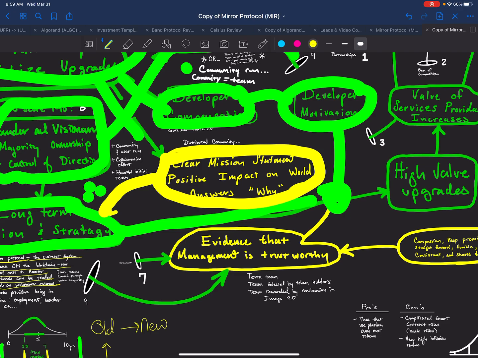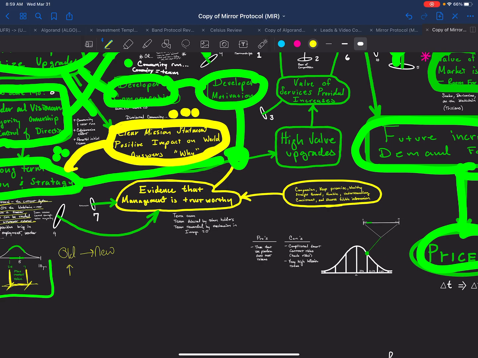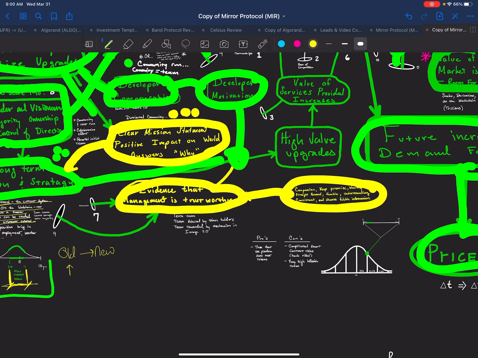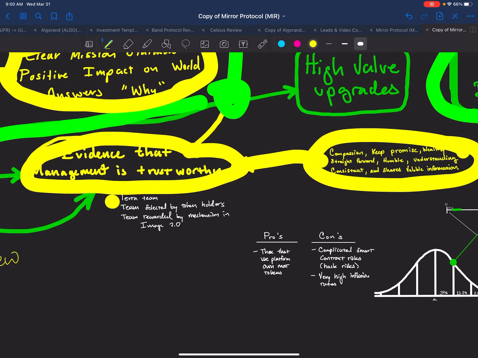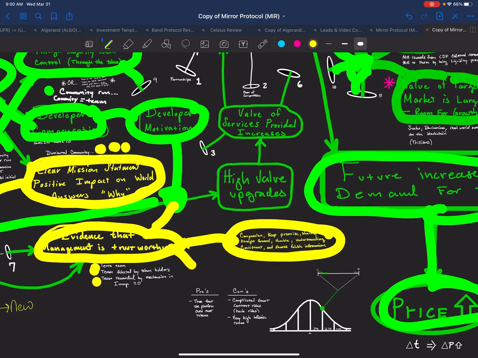As far as clear mission statement and positive impact on the world, the answer is why. Well, it's a distributed community, so there's no way they could coalesce around one vision, right? Because it is a distributed community, that is something to consider. And as far as the team, the community is a distributed community. At first it was a Terra team selected by token holders. However, with the team reward mechanism, this project is now run by a decentralized community. So you have to take that into consideration if you think that's good or bad.